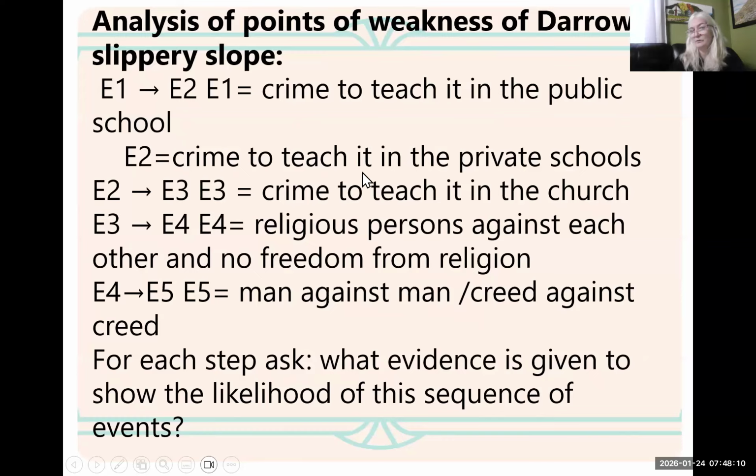If you make it a crime to teach it in private schools, then you can make it a crime to teach it in a church. Then you're going to set religious persons against each other and no freedom from religion. Then man against man, creed against creed. So for each step, ask yourself, what evidence is given to show the likelihood of this sequence of events?